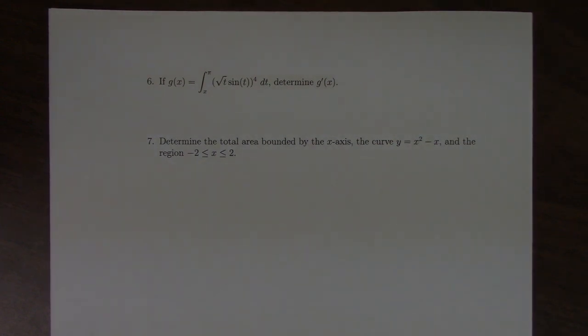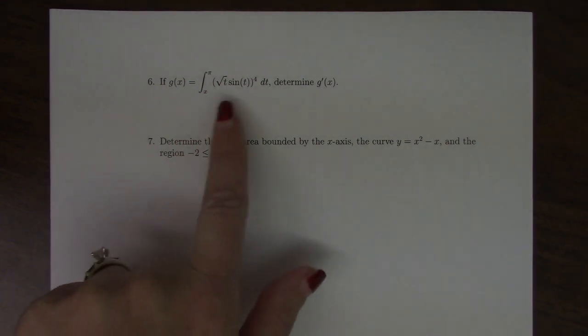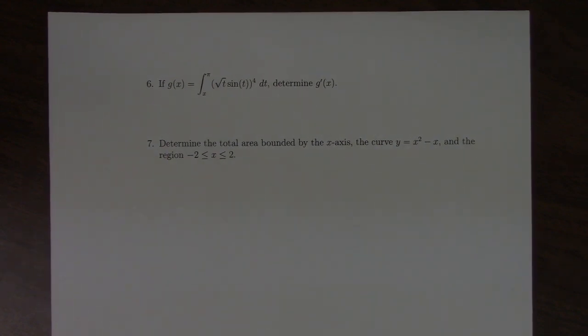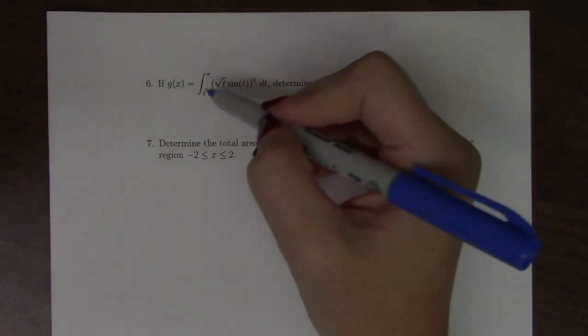So number 6 asks us to do this again. It says, well, if g of x is the result of this integral, what is it? And once again, this is one that we cannot go through the root calculations. But if you notice, it's going from x to pi. So the fundamental theorem of calculus kind of requires x to be on the top.